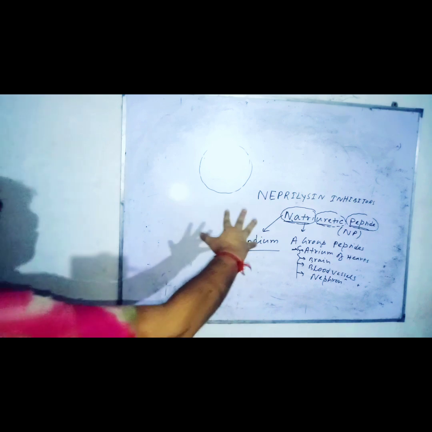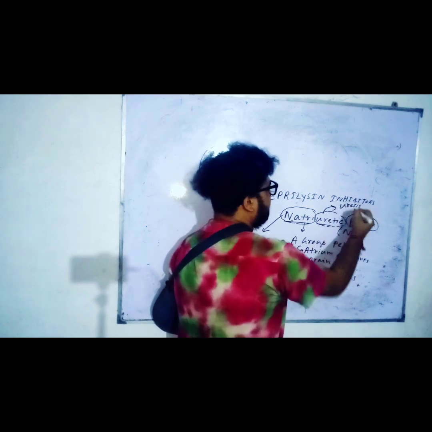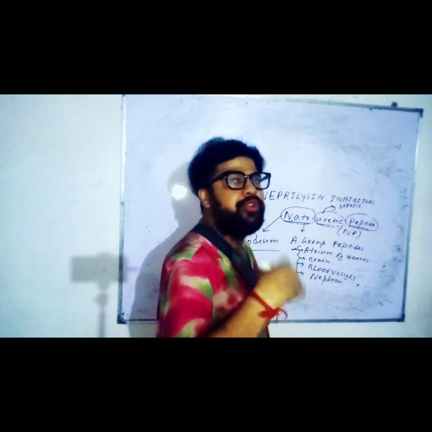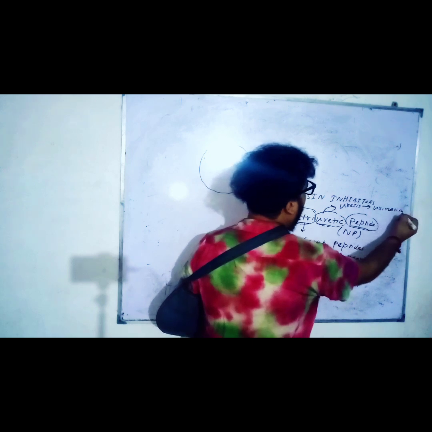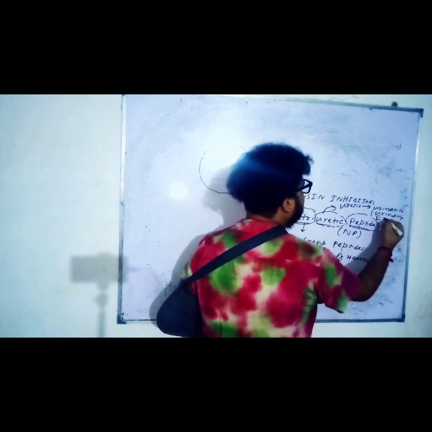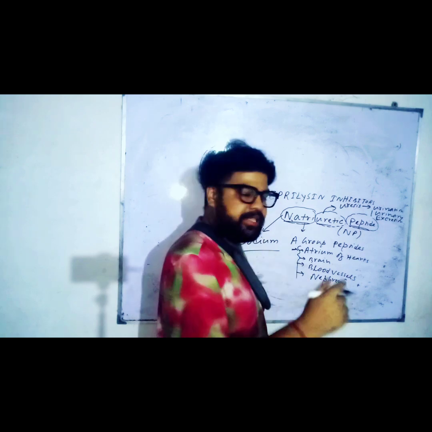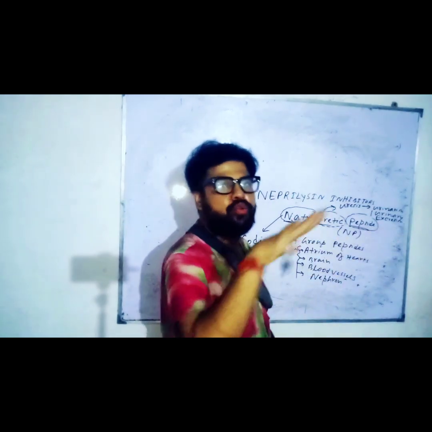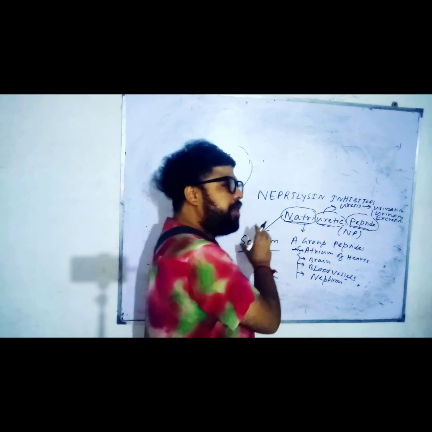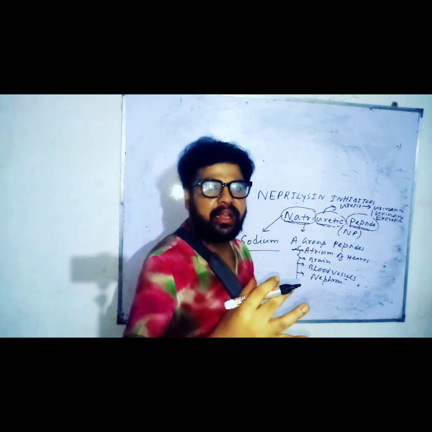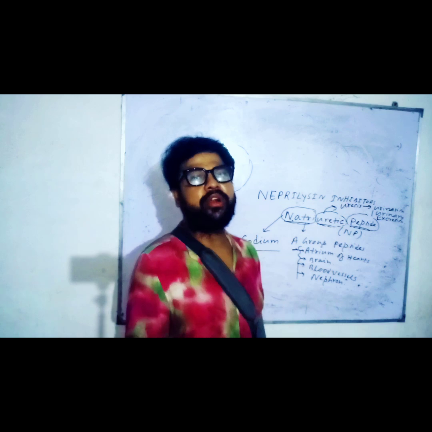So natri is always related to the sodium. Uretic means uresis. What is uresis? Uresis means urination, or urinary excretion. So when there is sodium excretion through the urine, that event is called natriuresis. Natriuresis means sodium excretion through the urine.